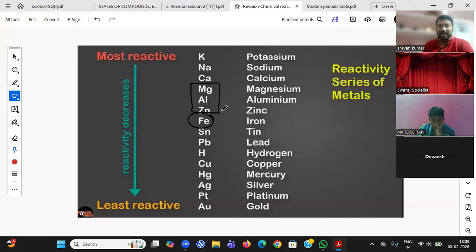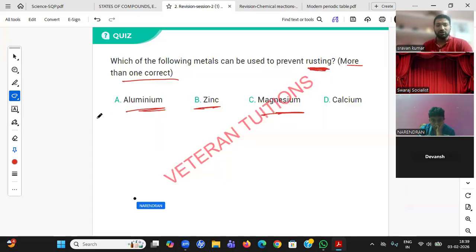I can also use calcium, but it is very reactive to oxygen, so in hardly 1 hour or 1 day it will just get oxidized. Conceptually it could be used, but it is not economically possible. In 1 day it will get destroyed. So A, B, C is the right answer, student. Understood, Tanushri?